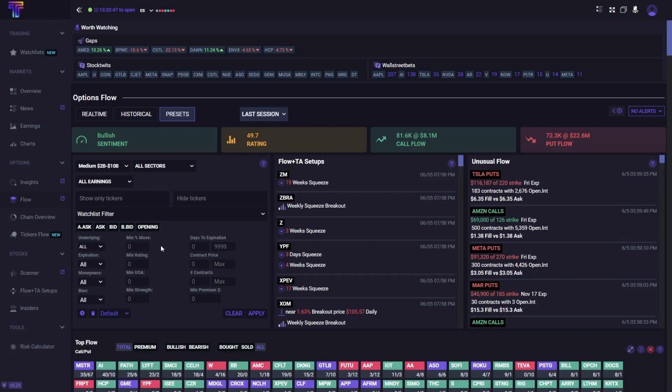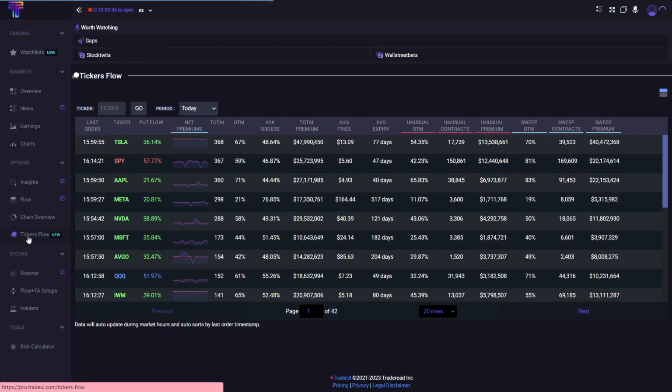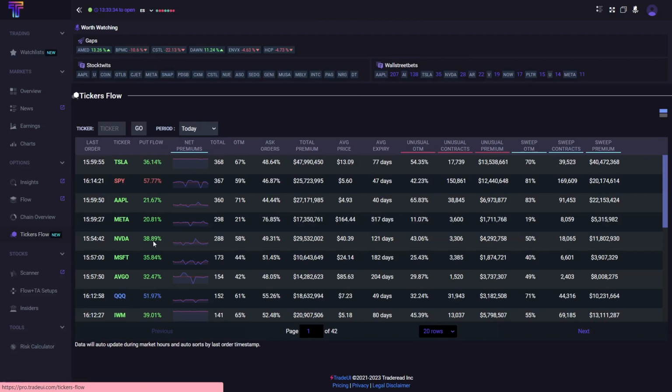So, the first thing we have to look at is whenever we click that link in the description below and it takes you to a TradeUI site, it'll take you to the option flow tables. But what we want to do is actually go down to Tickers Flow over here on the left side. So whenever I click on Tickers Flow, it brings up this page here, and it shows you in real time the option data coming in for the trading day, all in one quick table for a quick glance for you.